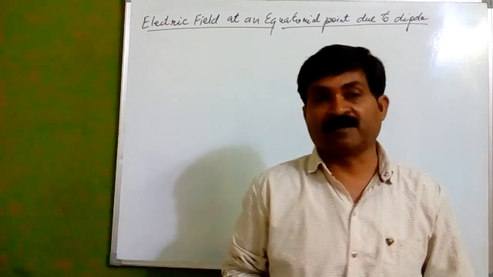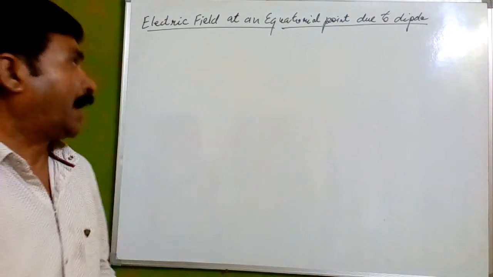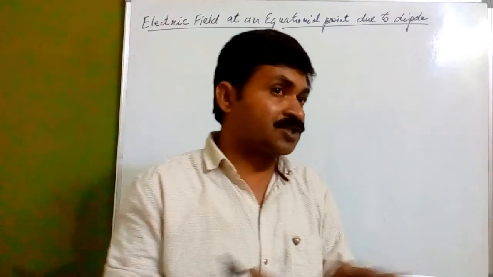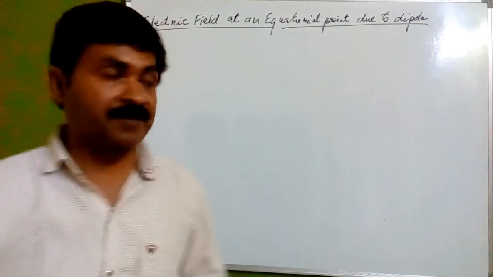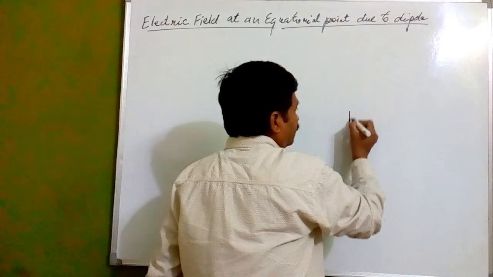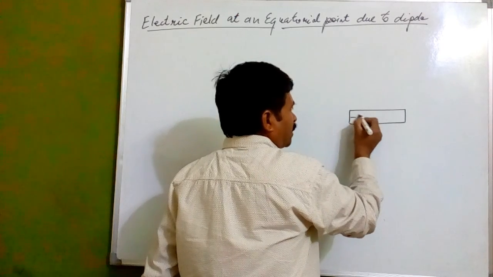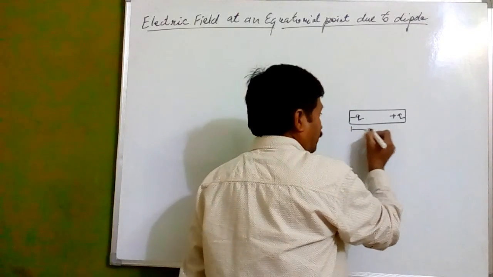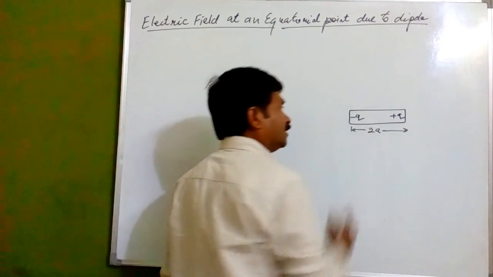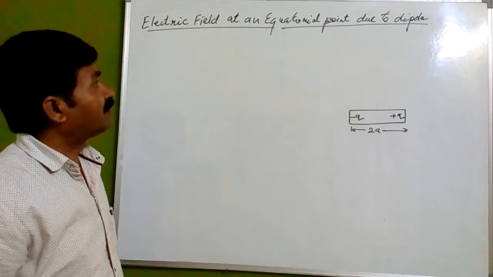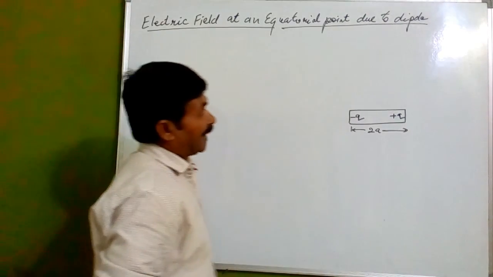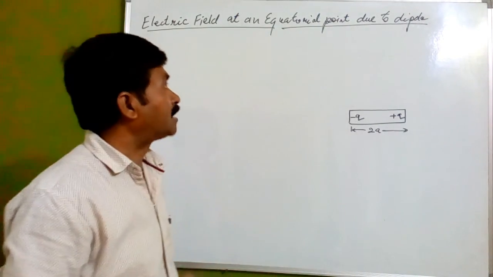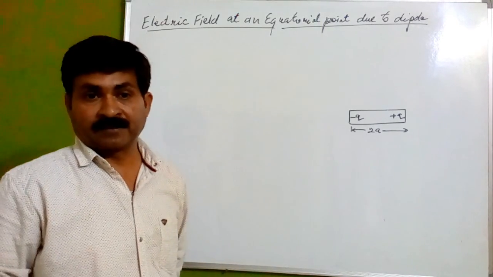Now see here, in the previous lecture we have gone through the electric field at an axial point due to a dipole. Now we have clearly understood what a dipole is. A dipole is basically a pair of opposite charges separated by a very small distance. In the previous lecture we determined the electric field at an axial point. Now here we are going to discuss the equatorial point.